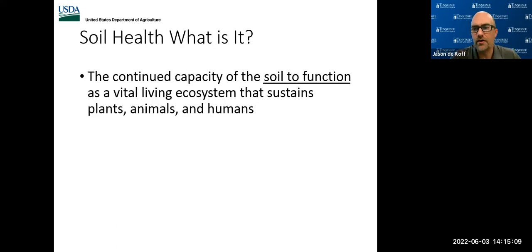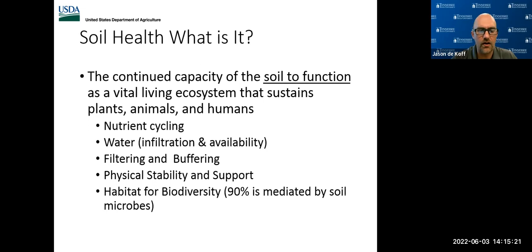So soil health, the main definition is that it's the continued capacity of the soil to function as a vital living ecosystem that sustains plants, animals, and humans. And so soil health and the soil itself provides a number of important functions when we're talking about growing a plant or engaging in agricultural production. These are all really important things, and they all can be affected by the health of the soil.